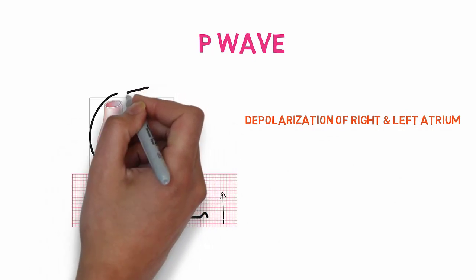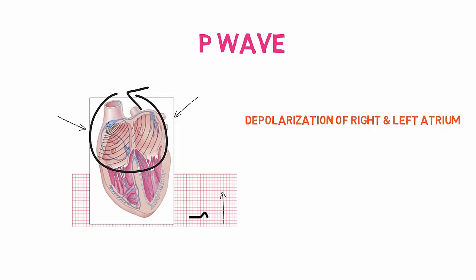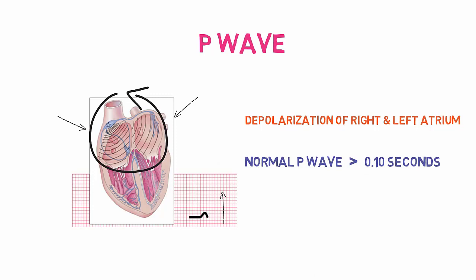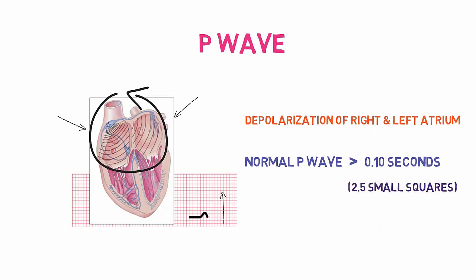In other words, when the electrical impulses pass through the atrium, it contracts. The normal maximum length of a P wave is 0.10 seconds. In other words, the maximum length of a normal P wave is 2½ small squares.